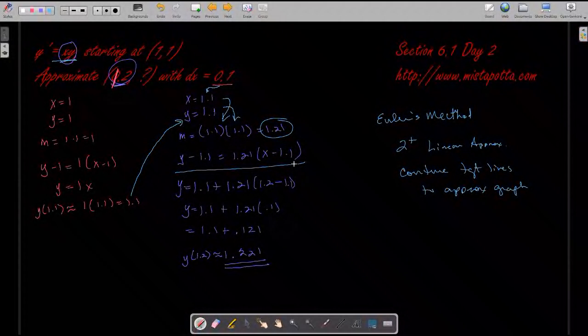I could do this 3 times and get a third tangent line. I could do this 4 times and get a fourth tangent line. But all I'm doing are tangent lines. That's the whole idea behind Euler's method. It's a wonderful way to approximate a solution because tangent lines are so close to a curve at the point of tangency.